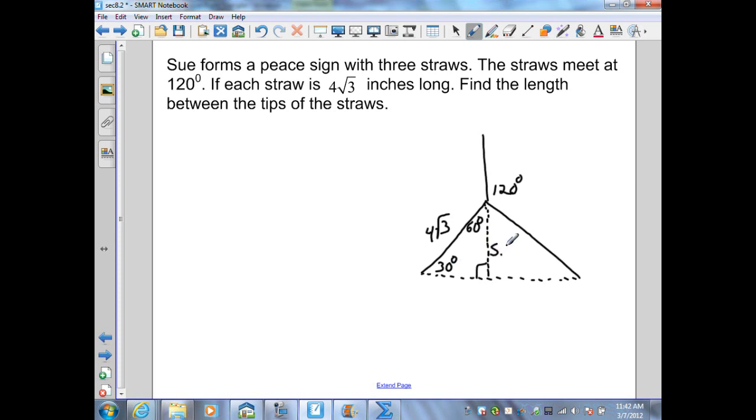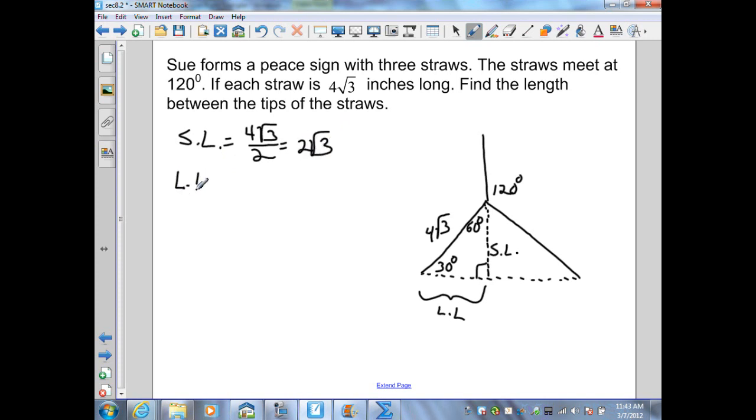Here is my short leg. It's opposite my 30-degree angle. My long leg is from the tip to the altitude. That's my long leg. I need to find my short leg and my long leg and then determine the distance between the two tips. I'm given the hypotenuse, so I need to find my short leg first, and that was demonstrated back in my formulas. My short leg is my hypotenuse, 4 square roots of 3, divided by 2. Therefore, in this problem, my short leg is 2 square roots of 3.